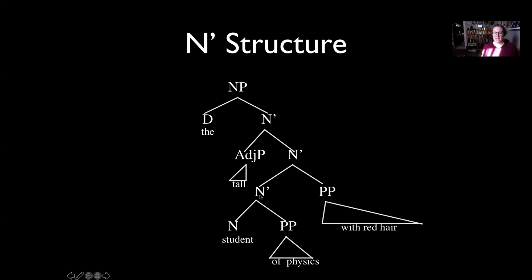So here you've got an N-bar that's the student of physics. You've got an N-bar that's the student of physics with red hair. You've got a higher N-bar that's the tall student of physics with red hair. And then the whole noun phrase is the tall student of physics with red hair. And these triangles are just a shortcut to see the big structure here without getting down to determiners and prepositions, the individual things like that.